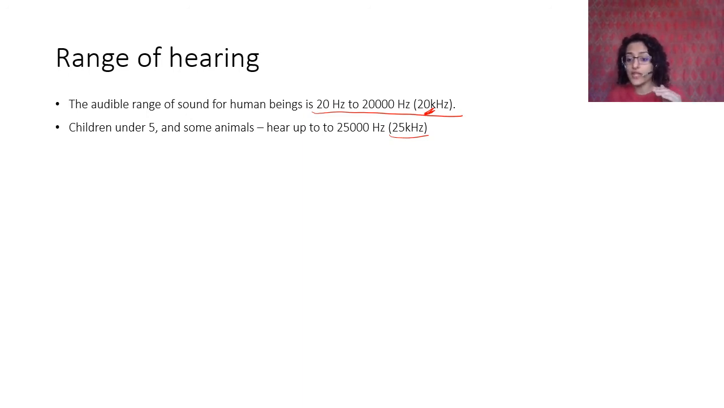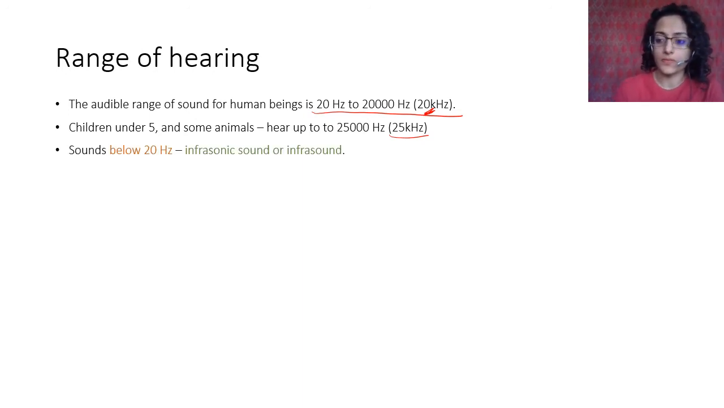So this actually happens, your hearing goes down as you age. Okay, so small children can hear even more high pitched sounds than we can. And some animals also, like dogs and stuff, they can hear very high pitched sounds.